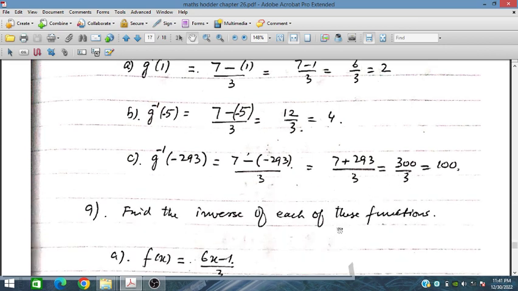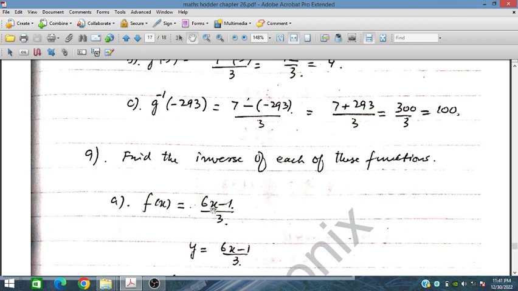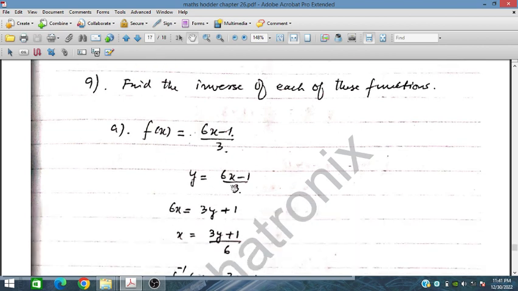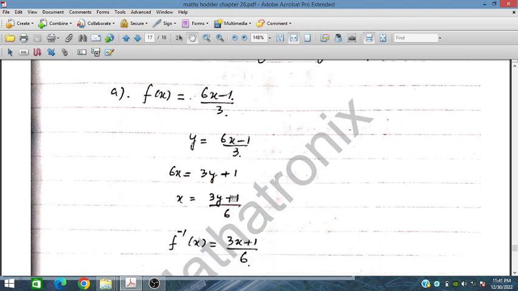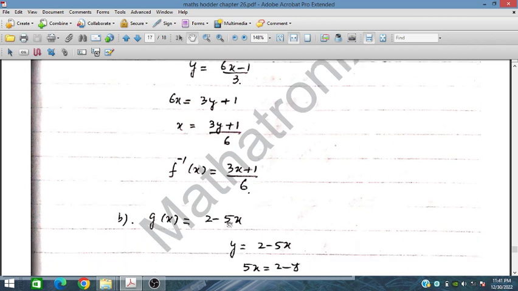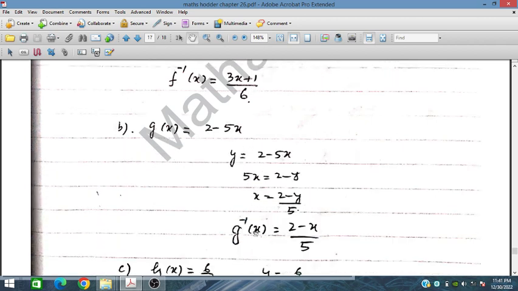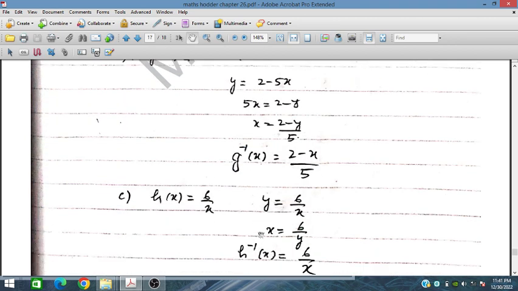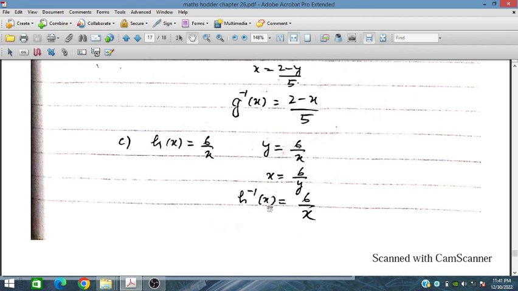Find the inverse of each of the functions. f(x) is (6x minus 1) upon 3. So y is equal to (6x minus 1) upon 3. So 6x is equal to 3y plus 1, and x is equal to (3y plus 1) upon 6. f inverse is this. So this is all simple. Then h(x) is equal to 6 upon x, so y is equal to 6 upon x. So x is here and y is here. So h inverse of x is equal to 6 upon x, which is the same.